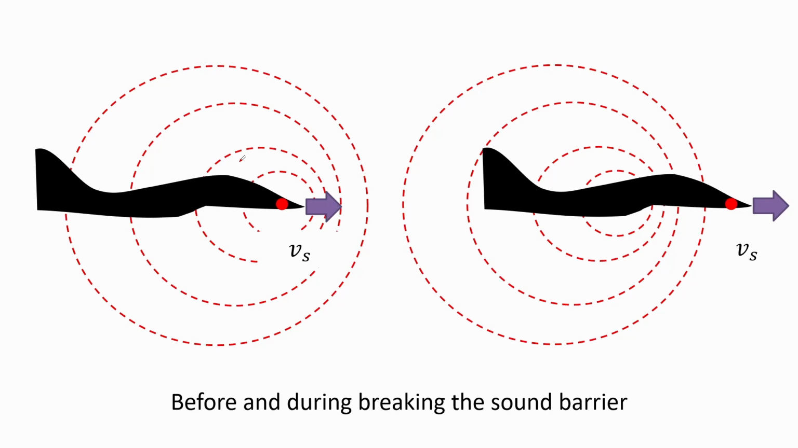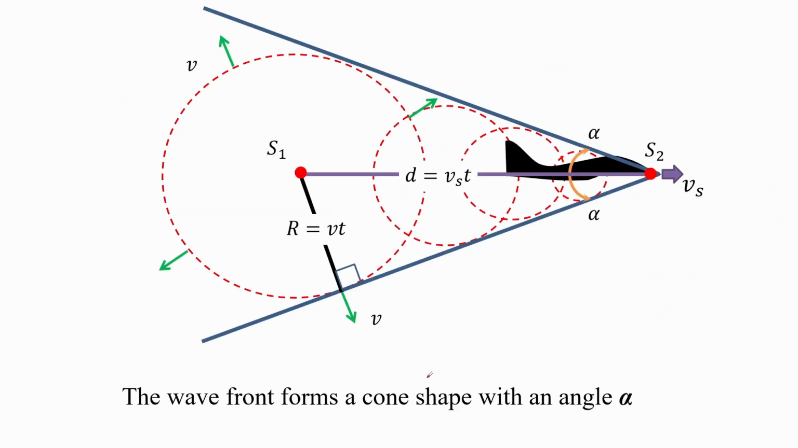Here we look closely at the two different events where a plane's sound wave is shown before and during the breaking of the sound barrier. At a later point S2, the wave front forms a cone shape as outlined by the two lines that intersect at the tip of the plane.